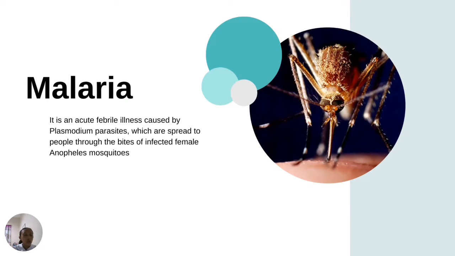So first, what is malaria? According to the World Health Organization, malaria is an acute febrile illness caused by Plasmodium parasites, which are spread to people through the bites of infected female Anopheles mosquitoes. According to Beleza, it is one of the most widespread infectious diseases known to humankind. Malaria also ranks among the world's top causes of mortality and morbidity.